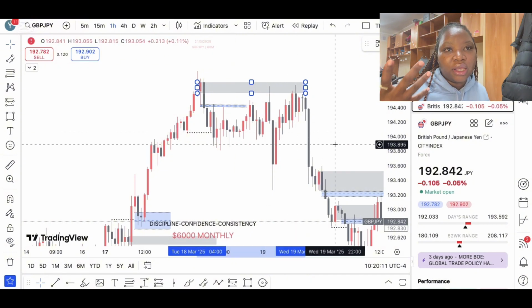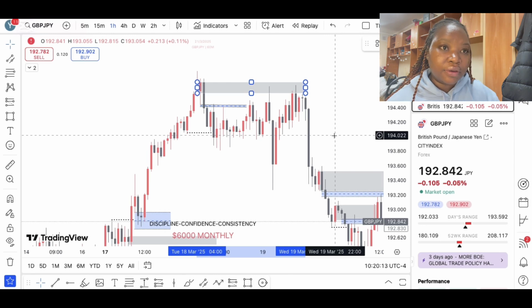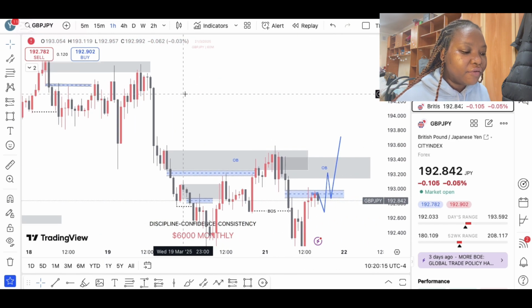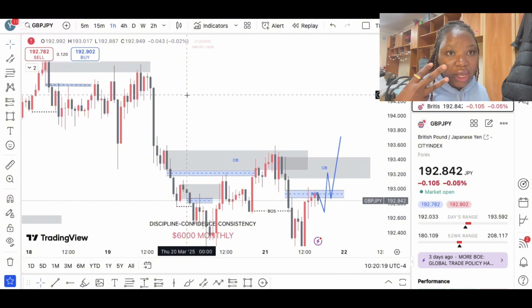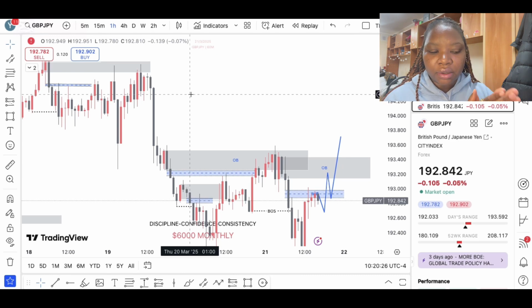Now let's talk about a fair value gap. What is a fair value gap? A fair value gap is a gap that exists between 3 consecutive candlesticks in the market. Sometimes price reacts on fair value gaps. It depends on the pair.